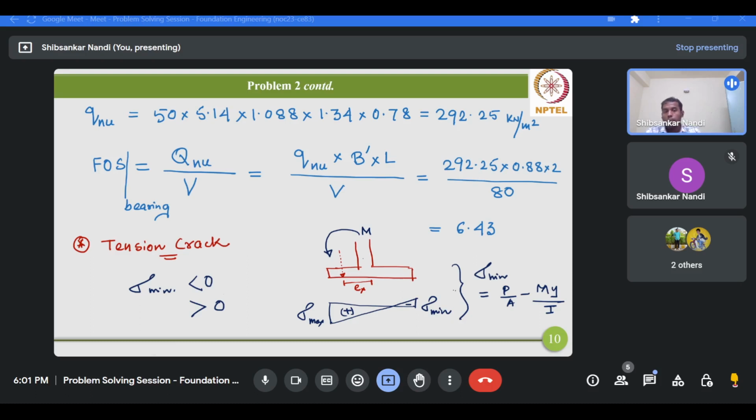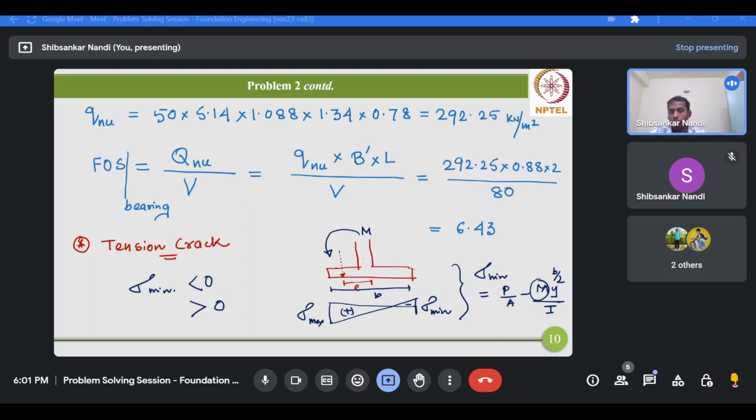Okay, so therefore you have to be very careful about this permissible value of the eccentricity, because this Y is coming from the footing geometry. If this is your B, then at the footing edge, Y can have a maximum value of B by 2, and this I is also governed by the footing geometry, something like BD cube by 12.